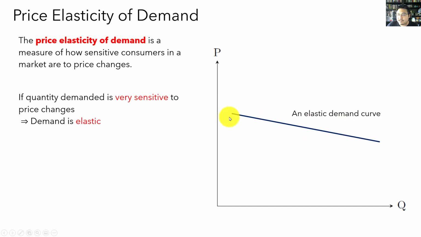And as you can see, the slope of an elastic demand curve is going to be very shallow, because what this says is that for a small decrease in price, we're going to get a large change in quantity. And conversely, for a small increase in price, we're going to get a large decrease in quantity. So an elastic demand curve is a demand curve that has a very shallow slope, and what that means is consumers are very sensitive to the price.